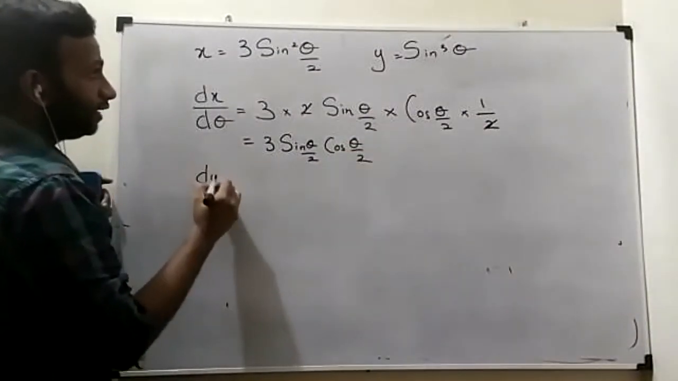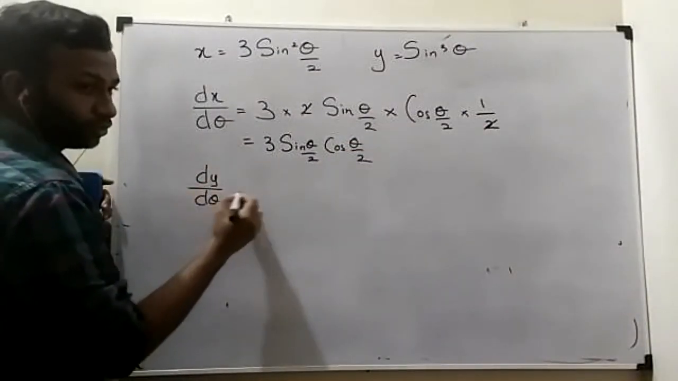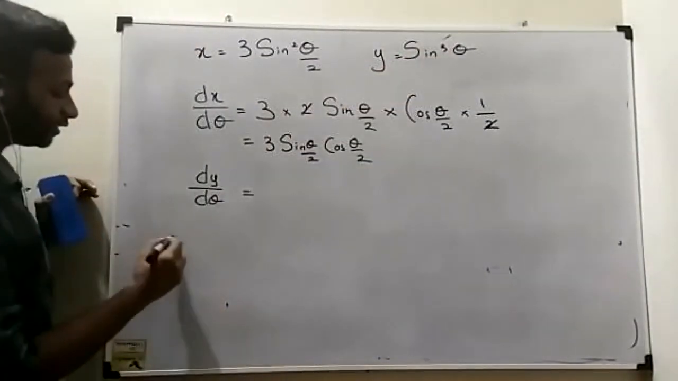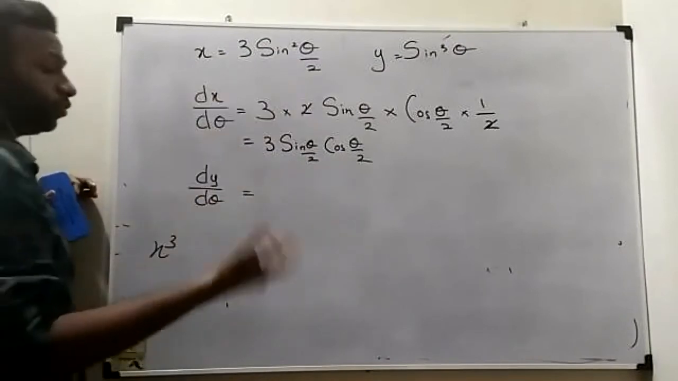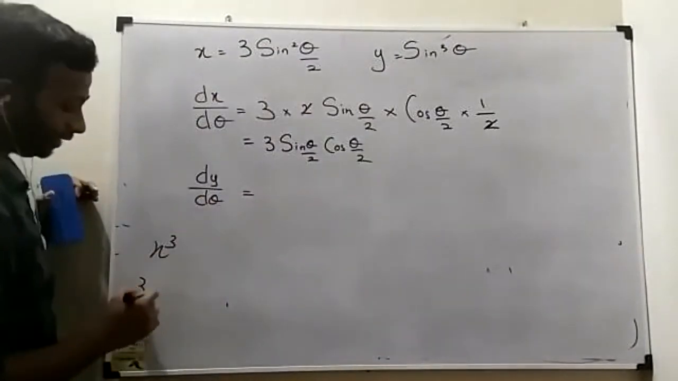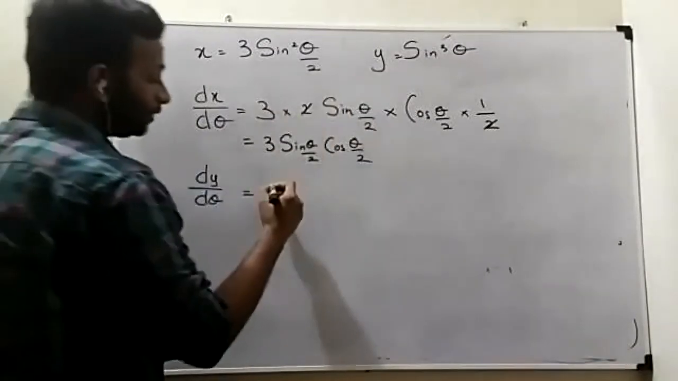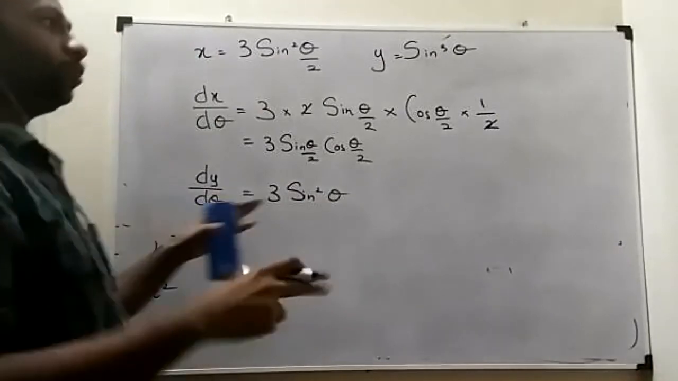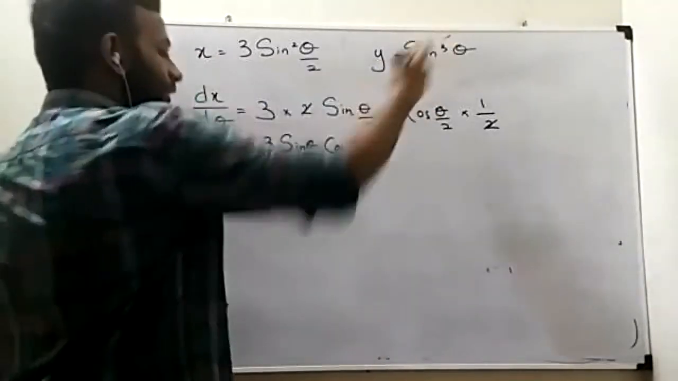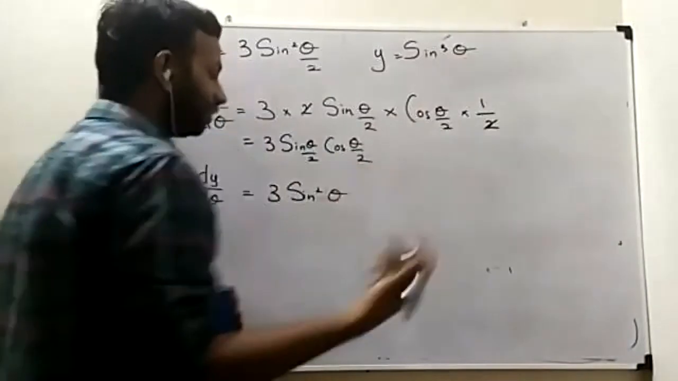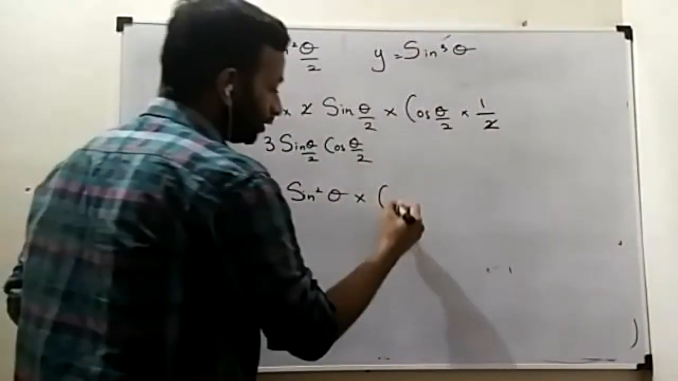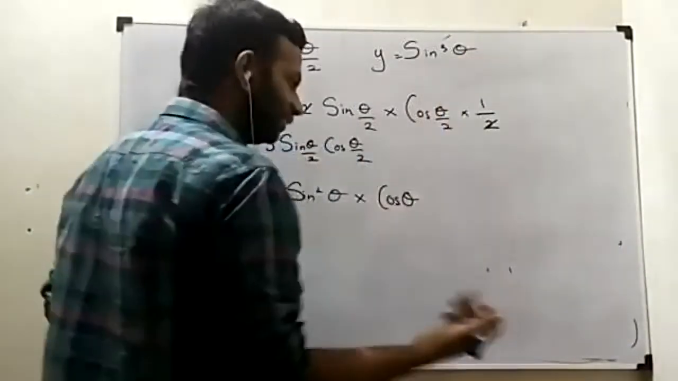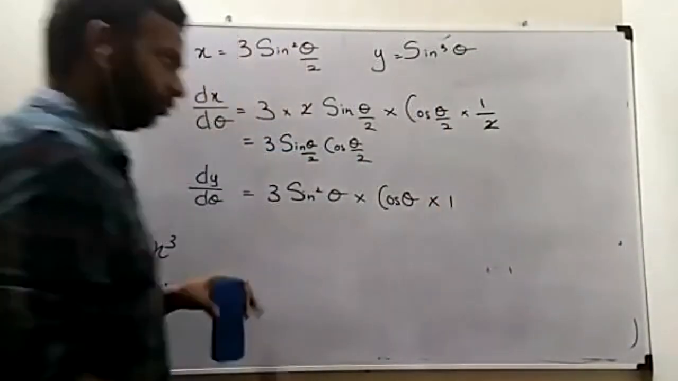So next we need dy by d theta. Consider x cubed. If you differentiate this, it will be 3x squared, right? Similarly, it will be 3 sine squared theta. Now the cube is done. The next step is sine theta. If you differentiate sine theta, it will be cos theta. Now cos theta is done. What's inside is just theta, so the derivative will be just 1.